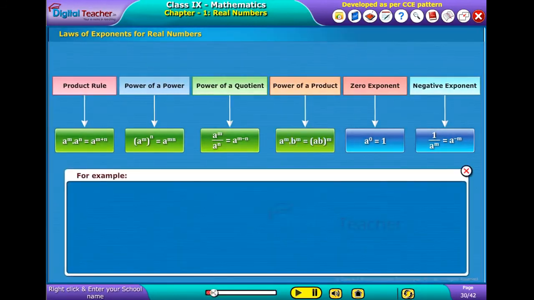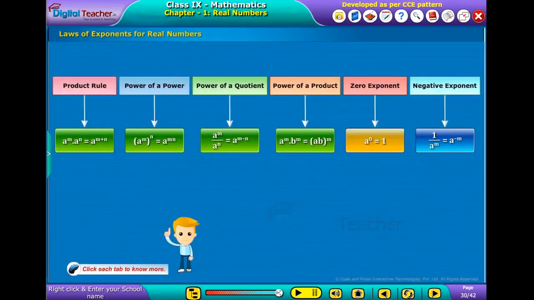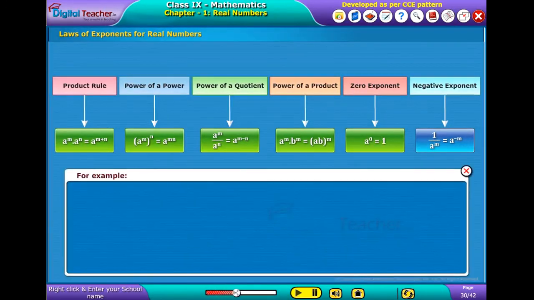For example, let us consider 5^2 × 10^2. As the powers are the same, it can be written as (5 × 10)^2, that is equal to 50^2. For example, 3^0 is equal to 1. For example, let us consider 1/2^3, which is equal to 2^(−3).